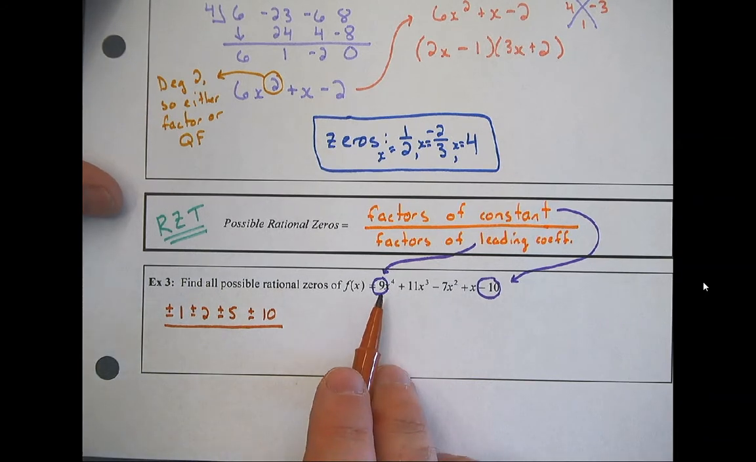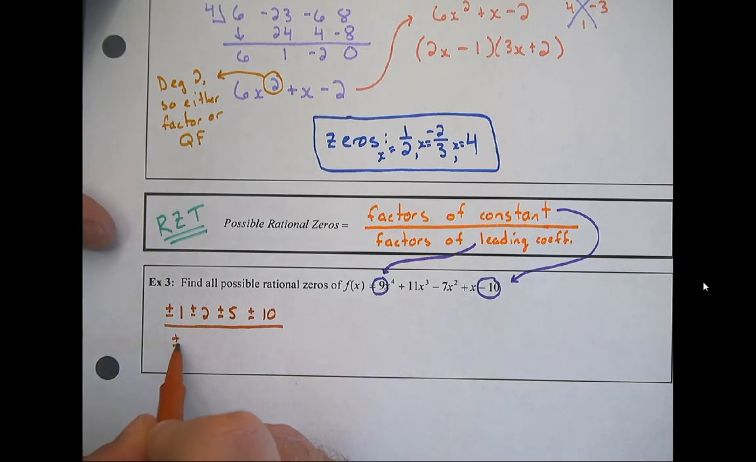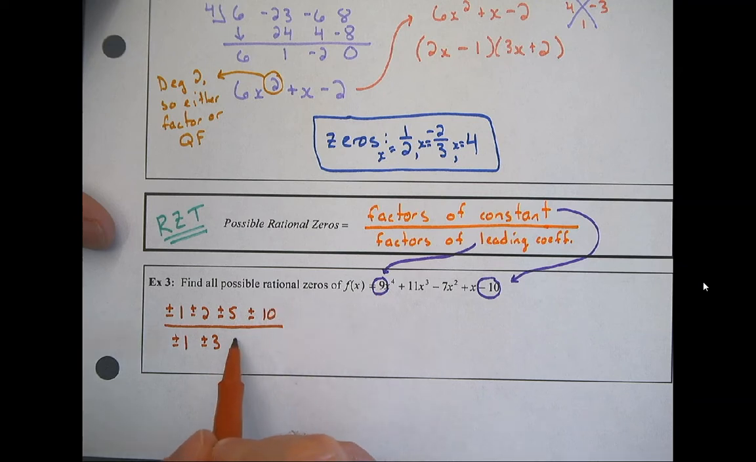Okay, let's see. What are the factors of 9? Well, 1 goes into everything. 2 doesn't work. 3 works. 3 and 3, but you don't have to write it twice. 4, no. 5, no. 6, no. 7, no. 8, no. 9. All right, so those are all the factors.